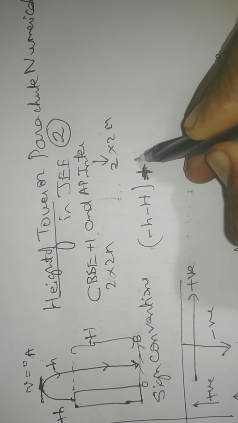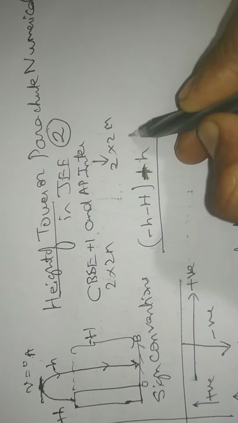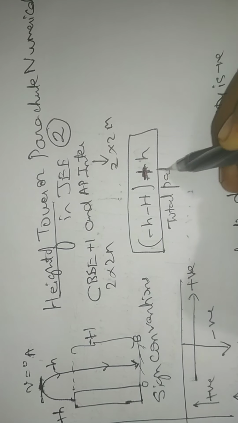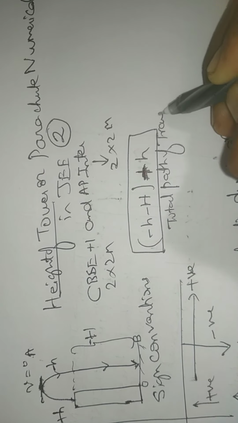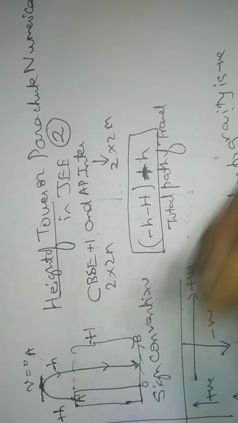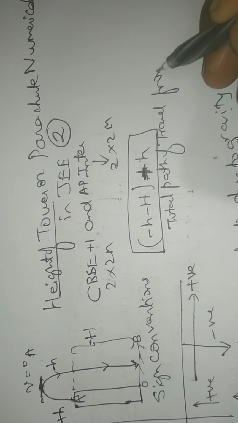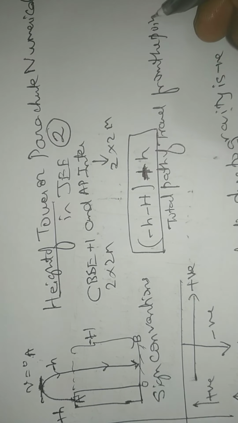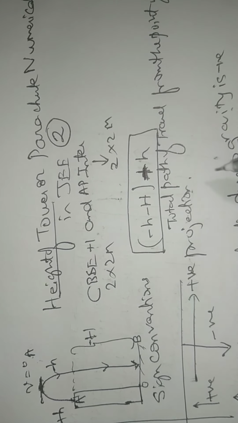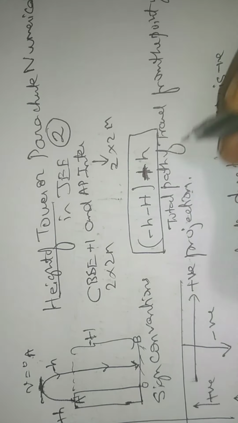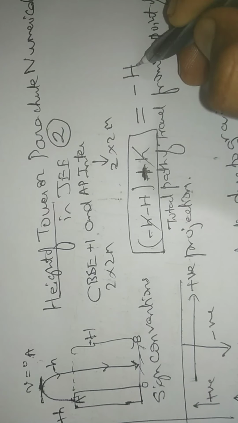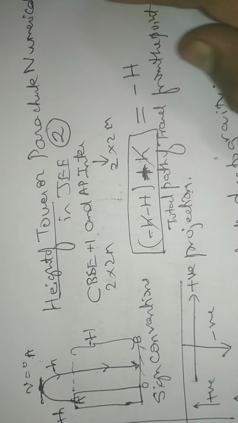So this is the total path of travel from the point of projection. This and this get cancelled, so we get minus capital H. This minus capital H is on the LHS.